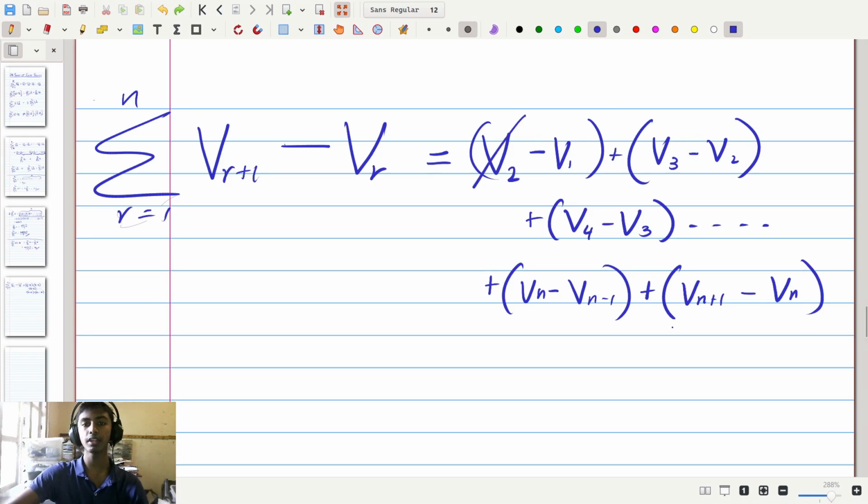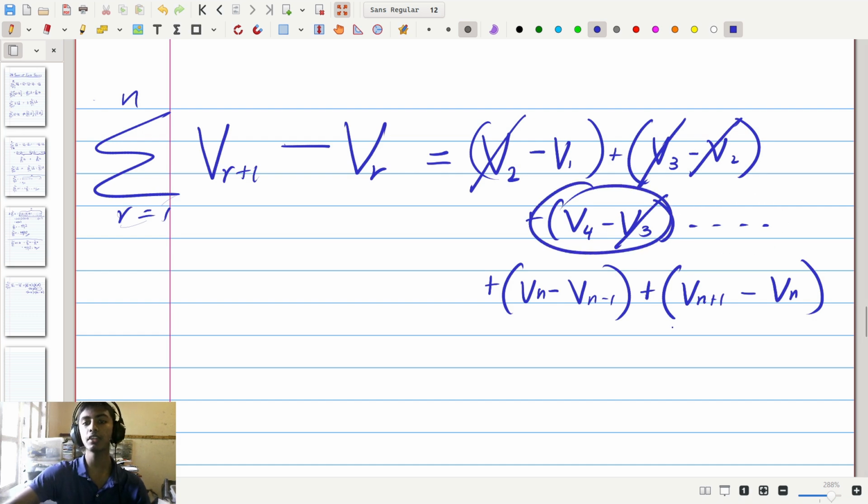From this we can see that this v of 2 and this negative v of 2 would cancel out in our overall sum. Similarly, the second term has a v of 3 in it. The term after that has a negative v of 3 in it. So therefore these two would cancel out. We can see how this would continue with the next term.